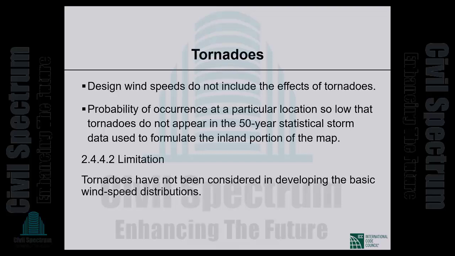refers to the fact that in BNBC design, we design standard occupancy structures like office buildings, apartment buildings for 50-year return period wind. Wind event that is expected to happen once in 50 years. Tornadoes are so short-lived that it simply does not feature in that 50-year return period wind speed. It's too short-lived and too localized.